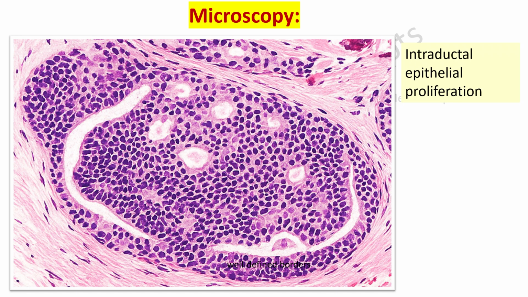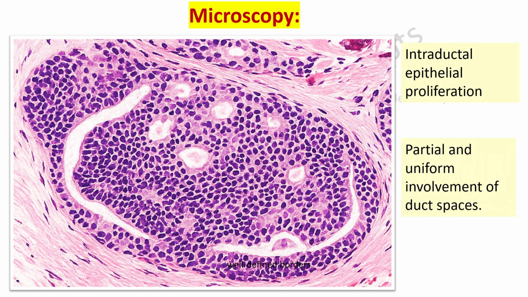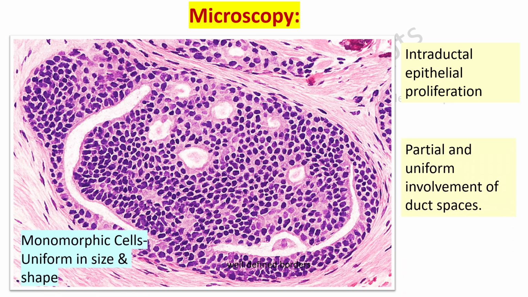Coming to the microscopy of atypical ductal hyperplasia, there is intraductal epithelial proliferation, which is partial and uniform involvement of duct space. It consists of monomorphic cells which are uniform in size and shape, and the cell borders are well defined. They are evenly spaced. So all these are the characteristic features of atypical ductal hyperplasia. The individual cells are monomorphic, means they are uniform in size and shape, with well defined borders, and evenly spaced.